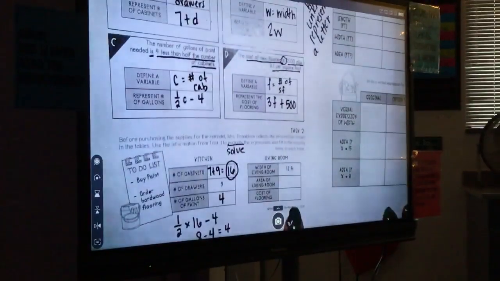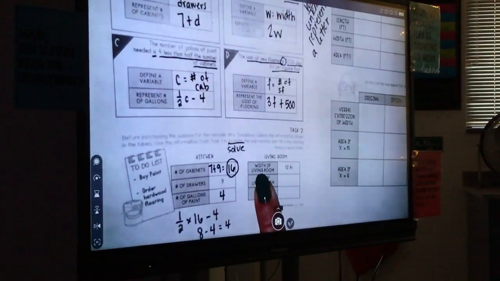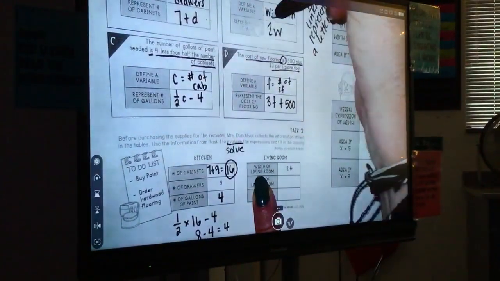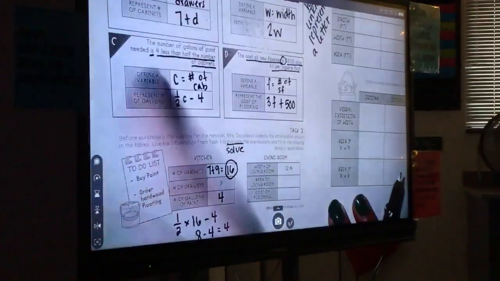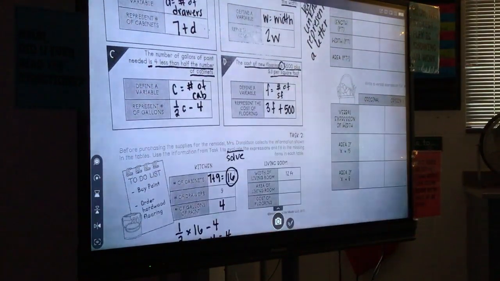So it gives you the width of the living room. That's where you're starting. So you're starting up here. Just like we did here, we're just plugging information in. And then we have to find the cost of the flooring. So once we find the area of our living room, we're going to multiply by 3 and add 500. All right, go ahead. As a group, you're solving this problem.